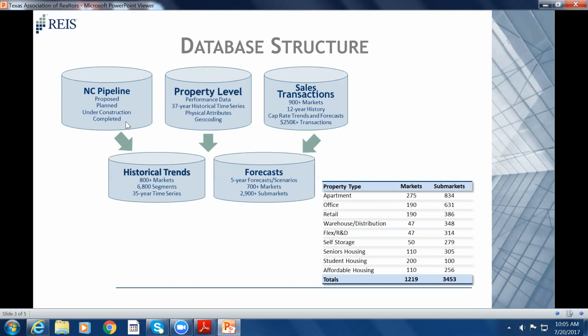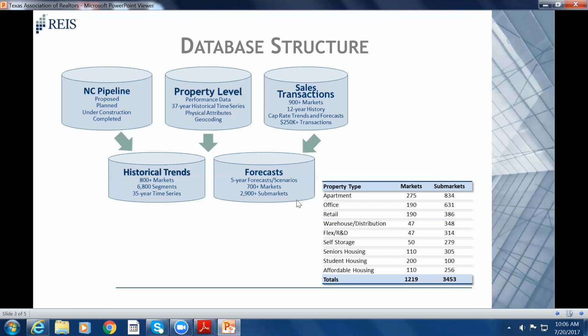Now, that being said, all this information here up towards the top row is going to be funneled into our historical trends and our forecasts. And that's what we'll be looking at today. Again, segmented markets, 37-year time series, as well as a 5-year forecast. And I'll go into a little bit more detail there once we get to the website.